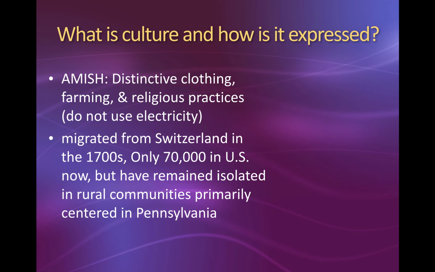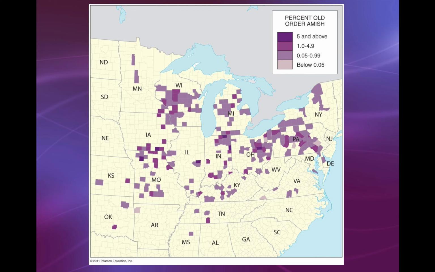The Amish are a group of people who live in the United States. They have very distinctive clothing and farming practices. More specifically, the Amish are known for their religious belief in a life of simplicity, and consequently, they do not use electricity. They migrated from Switzerland, their heritage, in the 1700s. There's only about 70,000 in the United States now, but they're primarily isolated in rural communities, particularly in Pennsylvania, scattered throughout the northeast-ish into the central regions of the United States.